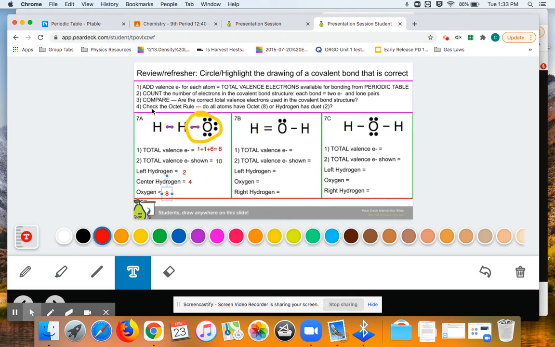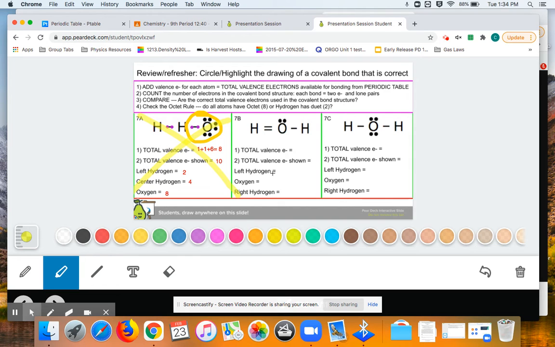So again, what are we actually checking here? We're checking the octet rule. So do all the atoms have 8, or hydrogen has 2? This hydrogen has 2. This one has 4. So this is not happy. This would be another reason that this picture is incorrect, because the center hydrogen has 4. This oxygen has 8, so the oxygen is actually happy, and the left hydrogen is happy. But the fact that the center hydrogen has 4 means this is wrong. So as a whole, in the end, you need a big ol' X on this image. This is incorrect. Okay, so then you'll do the same thing for 7B and 7C.